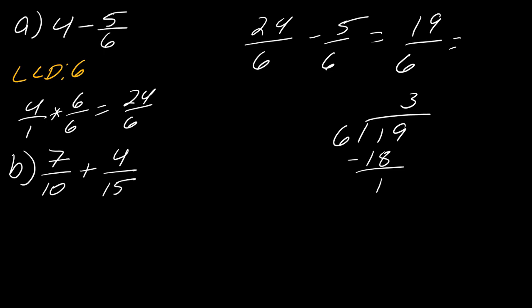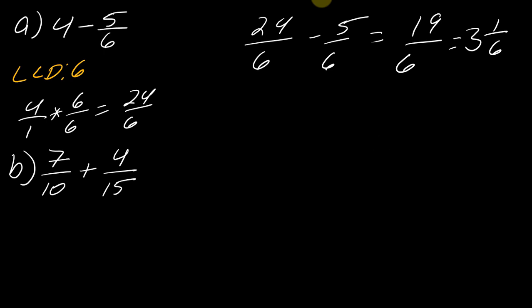So if I want to write this as a mixed number, this number is the whole number, and then it's the remainder over the divisor. So this would be 3 and 1/6. Okay, so I'll get rid of all that. All right, so let's move on to part B here.